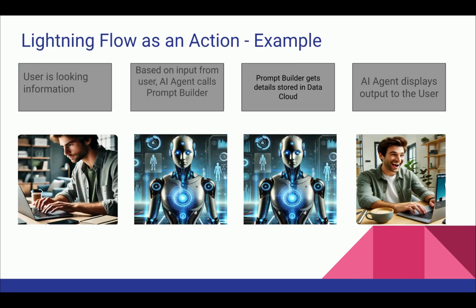So, let's look at the example that we are going to refer to. So, user is interacting with an AI agent. User is looking for some information, and maybe they will just ask a question. Now that question would be taken as an input variable from the prompt builder. All right, and with that input, the prompt builder is going to refer to Einstein's search, which is going to refer to the library that we have created and the information that we have already stored, and the information is stored in data cloud.